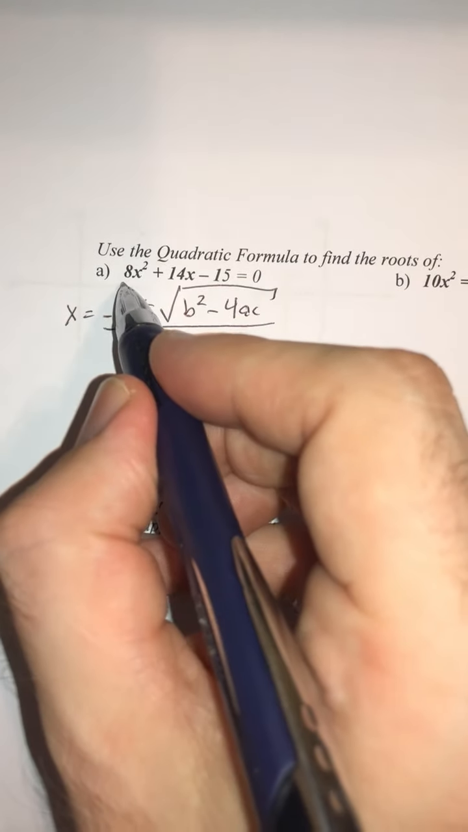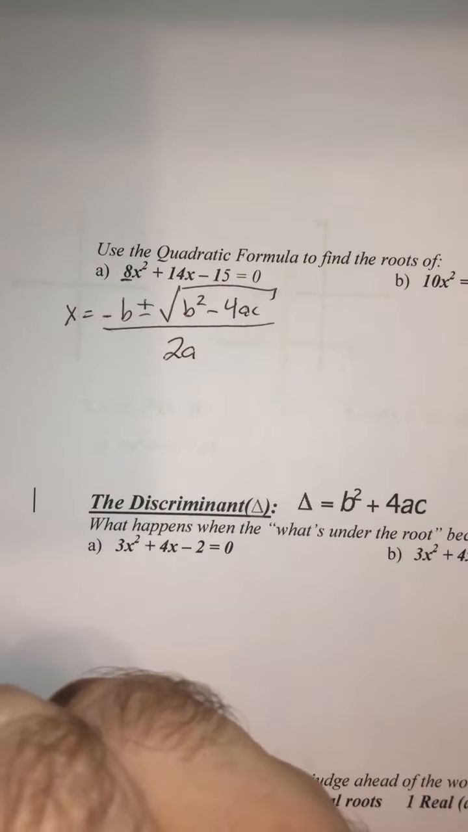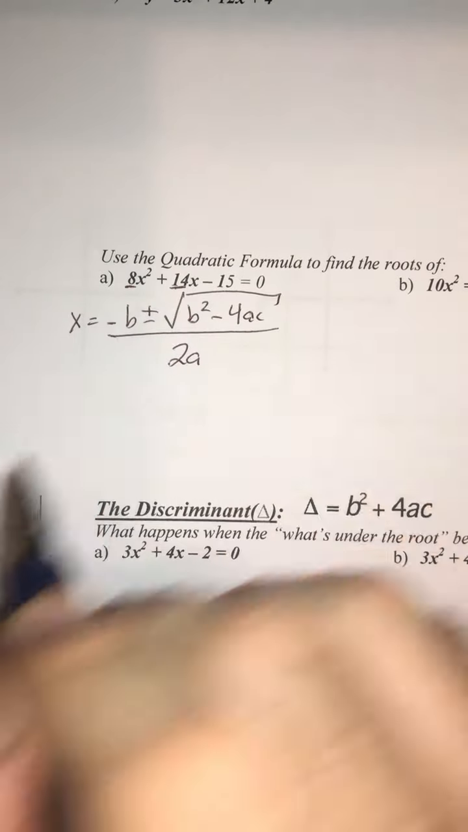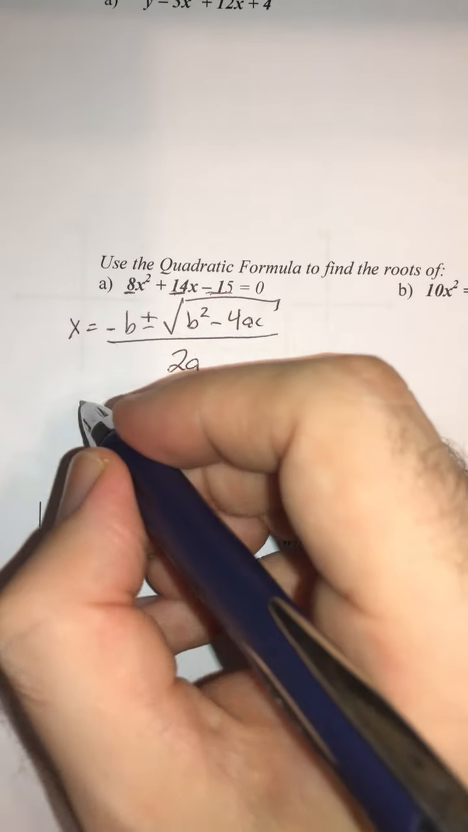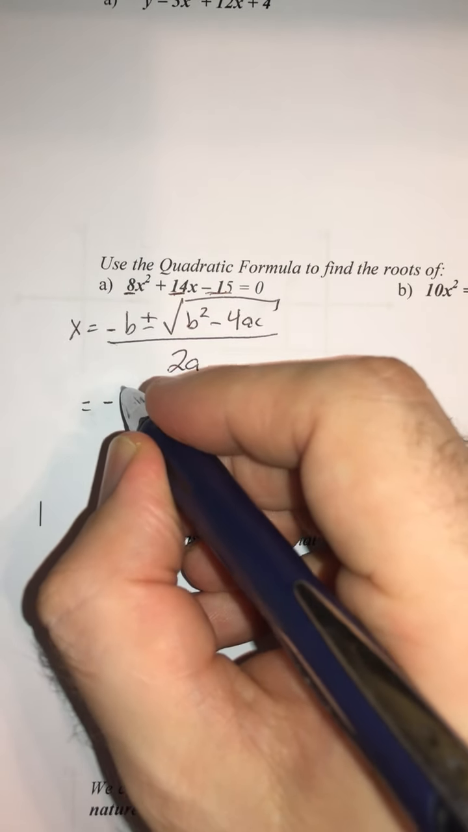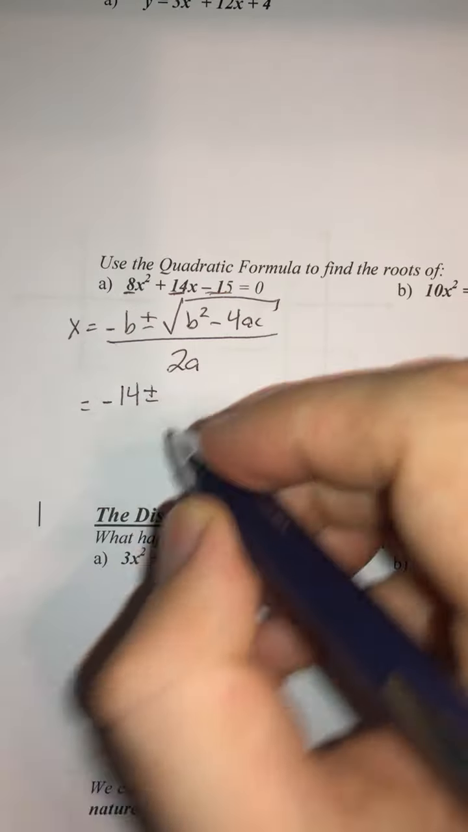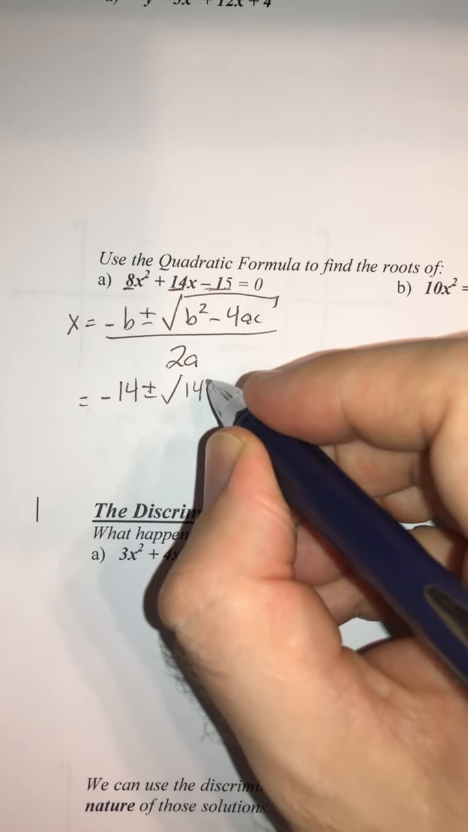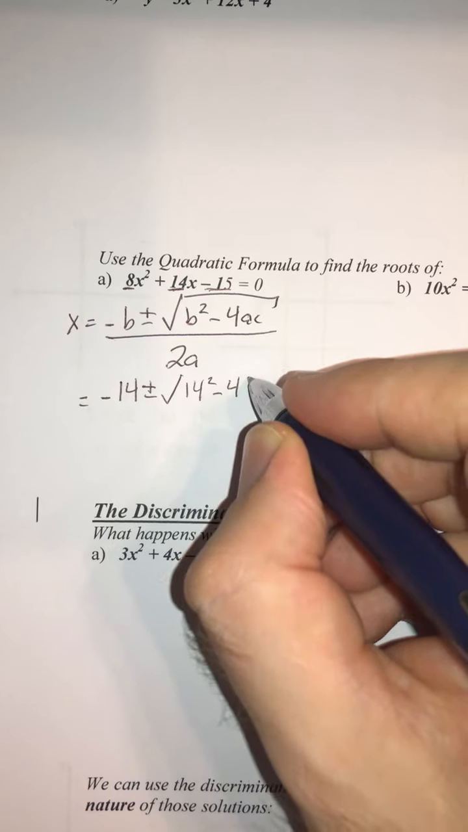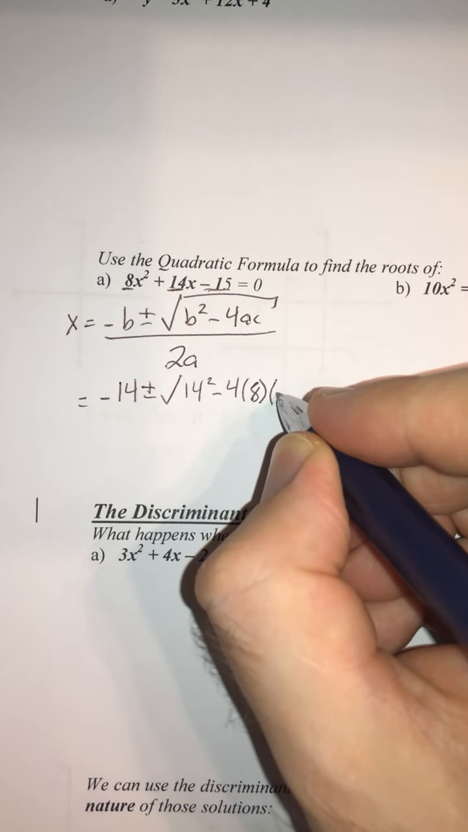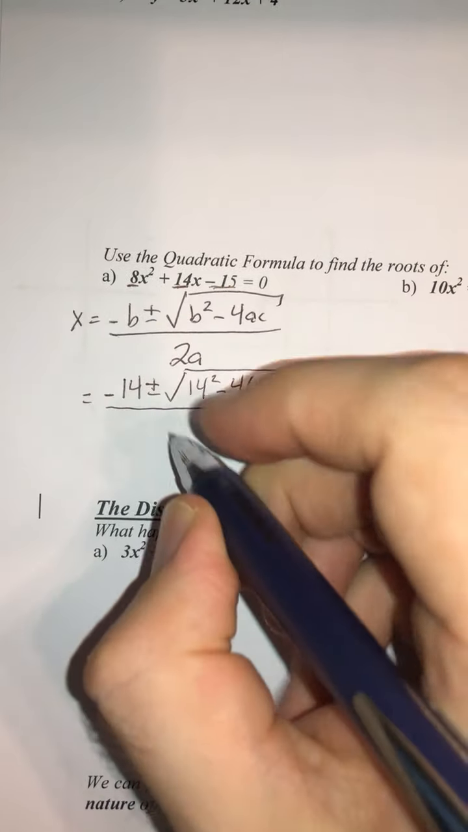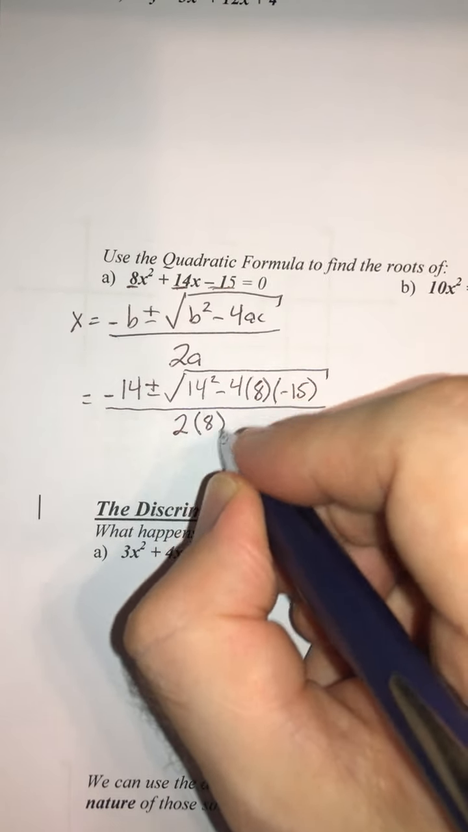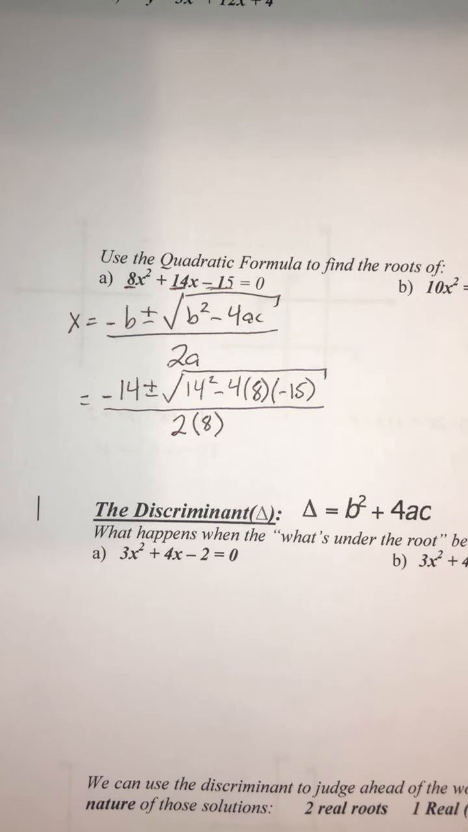So in this, 8 here, that's the a term, 14 is the b term, negative 15 is the c term. So I just plug those numbers in. We get negative b, which is 14, plus or minus the square root of 14 squared, minus 4 times a, which is 8, times c, which is negative 15. We get this divided by 2 times a. So here's our expression. This is what we'll get.